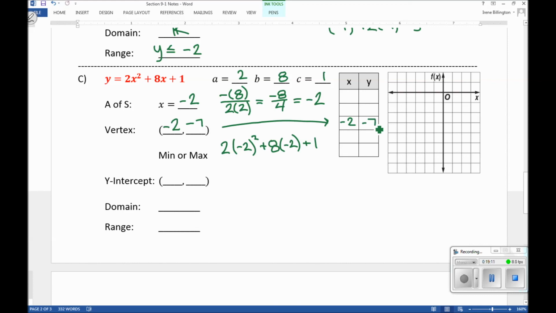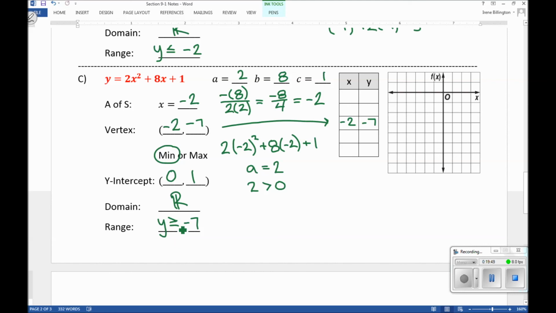Is my vertex a minimum or maximum point? Well, let's compare our a value. a was equal to 2, and 2 is greater than 0. So, lead coefficient is greater than 0, which means I have a minimum value. Y-intercept, always c. c was 1, so my y-intercept is at 0, 1. Domain is all real numbers. Our range comes from the y value of the vertex, which was -7. And -7 is a minimum value. So all my other y's have to be greater than or equal to -7.